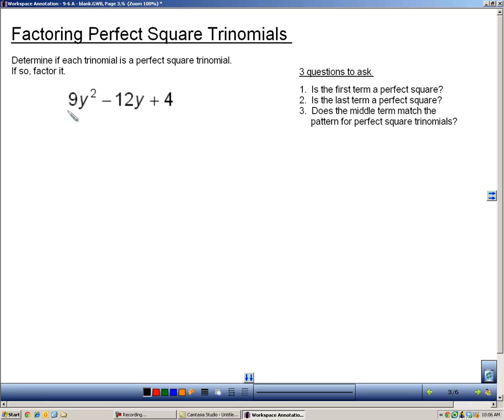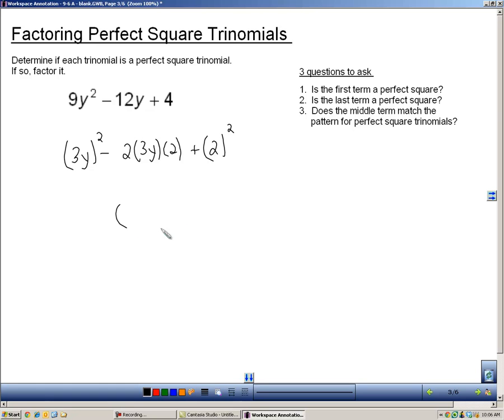Here's the next one to check if it's a perfect square trinomial. Number 1, is the first term a perfect square? Yes, it is. 3y, if you square 3y, you get 9y squared. And the last term is also, if you square 2, plus and a minus this time, minus because there's a minus up there. Now, is the middle term 2 times 3y times 2? That's the question. 2 times 3 is 6, times 2 is 12. Yes, it is. So this one is a perfect square trinomial.